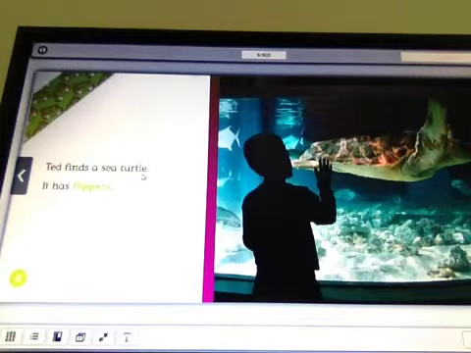Ted finds a sea turtle. It has flippers. The word flippers is a different color. We're going to find this later in the book. I'm looking over here. This is the flipper. It's what helps the turtle swim. And this must be Ted looking at the flipper and the sea turtle. Look at the comparison of their size. Ted is tall, but he's about the same size as that sea turtle, it seems to me.